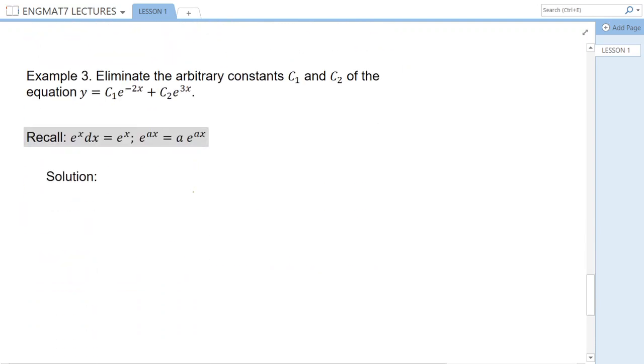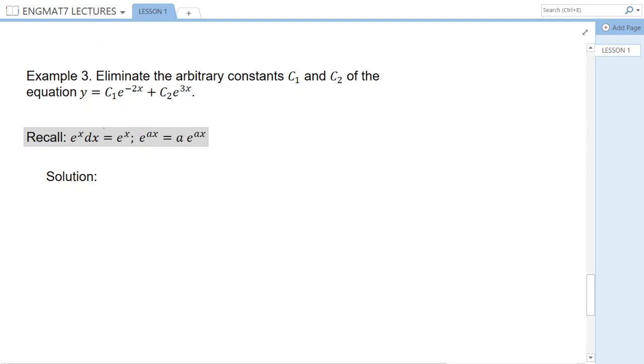Okay, so for number 3, eliminate the arbitrary constants c1 and c2 of the equation c1 e raised to negative 2x plus c2 e raised to 3x. Since it has the mathematical constant Euler's number, e, let us use the elimination method. Since it includes two arbitrary constants, let us get the derivative twice.